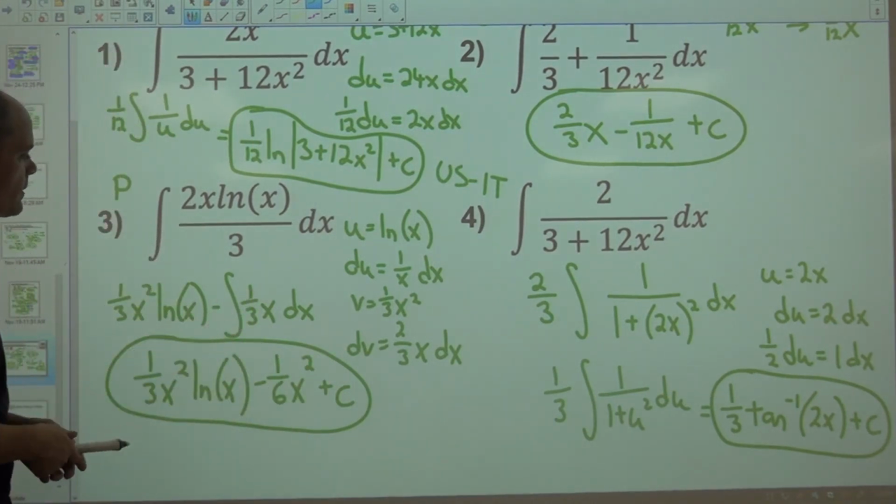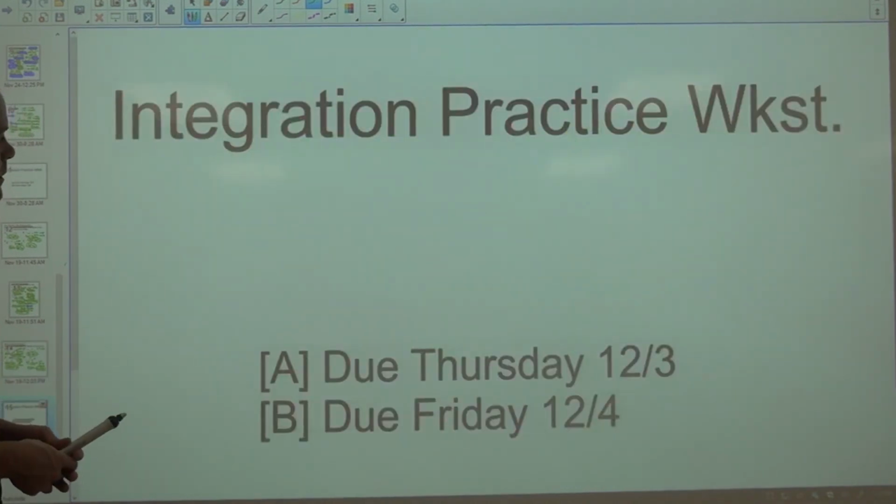Alright, so you guys already have your assignment. It's right here. Integral properties worksheet.